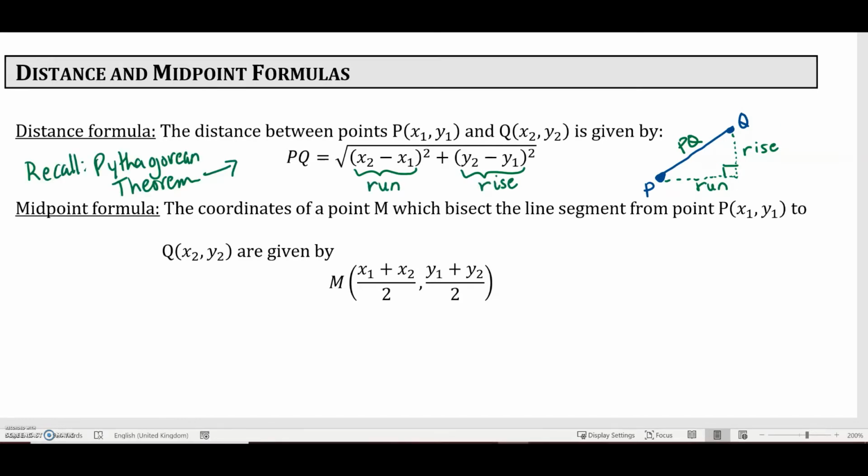The midpoint formula gives the point M, which is halfway between points P and Q on the line segment that connects P and Q, and the coordinates are given by x1 plus x2 divided by 2 and y1 plus y2 divided by 2. So given our points P and Q, we can find the midpoint M using this formula, which is just the average of the x values and the average of the y values.